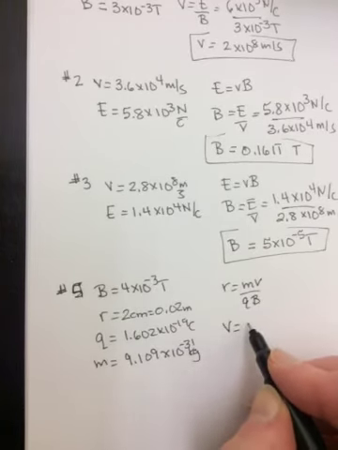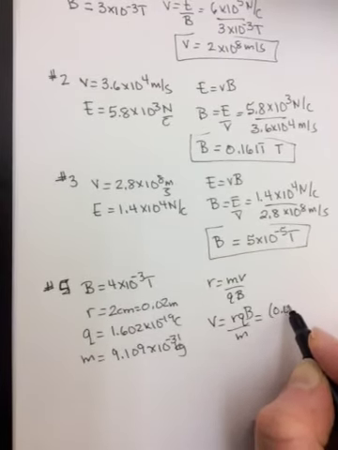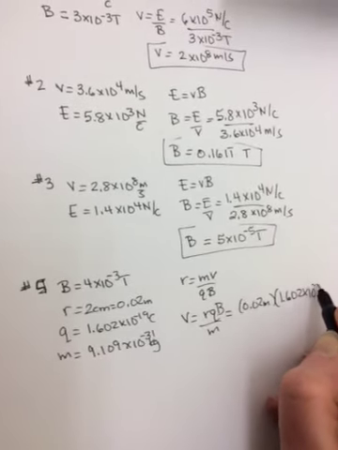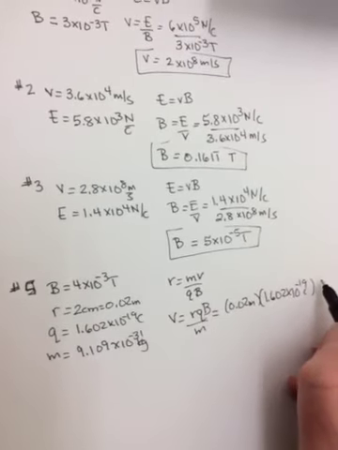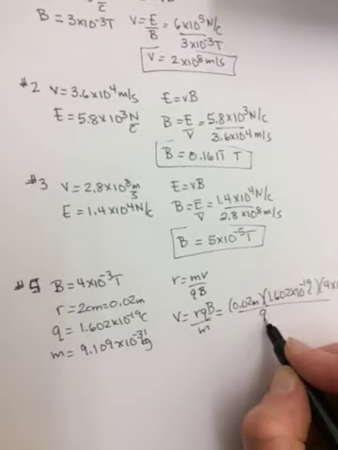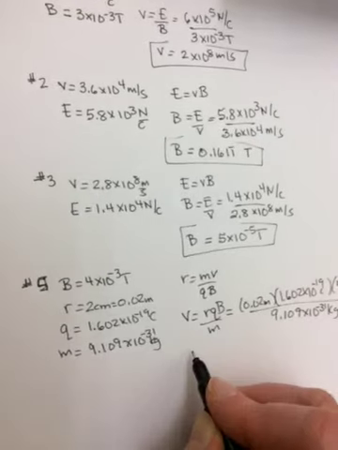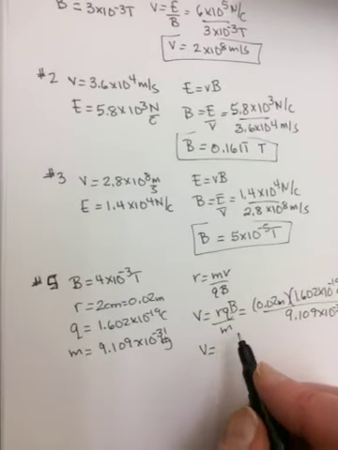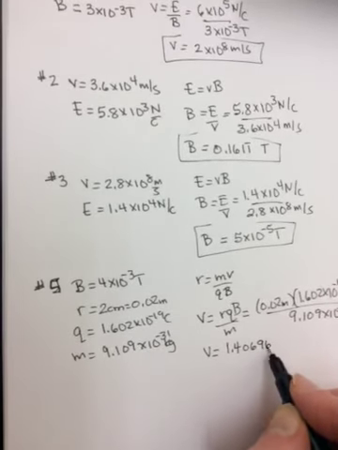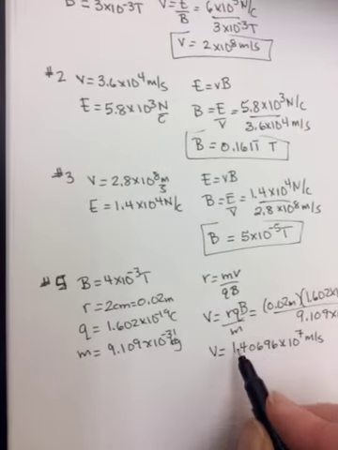Rearrange for V, so V is equal to R qB over m. So 0.02 meters, 1.602 times 10 to the negative 19 coulombs, and 4 times 10 to the negative 3 Teslas, divided by 9.109 times 10 to the negative 31 kilograms. And when you do this, you should get a speed of 1.40696 times 10 to the 7th meters per second.